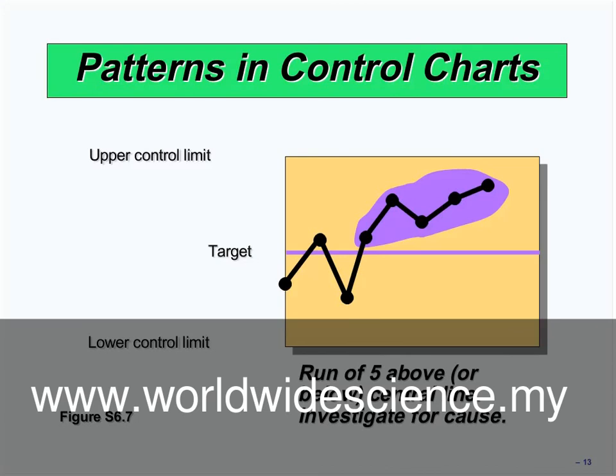The pattern should be normal, so that we say the process is under control. But it shows an abnormal behavior or abnormal pattern because the number of the spots above and below the target are not equal.